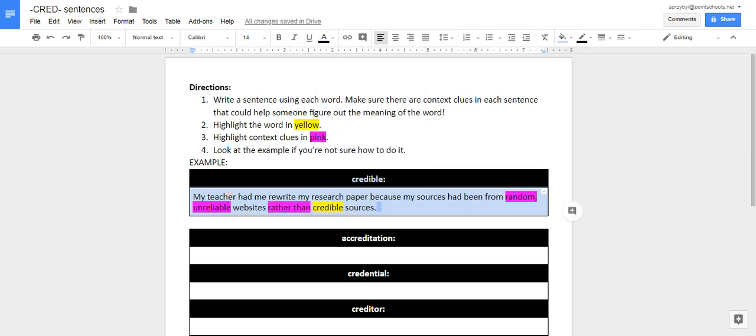So now I'm going to look through, have I done all the steps? I wrote a sentence. I made sure there were context clues in here, so an alien who just landed and didn't know the word credible could try to figure out what it meant using these context clues. I highlighted my word and I highlighted my context clues. So I'm good to go on this one.